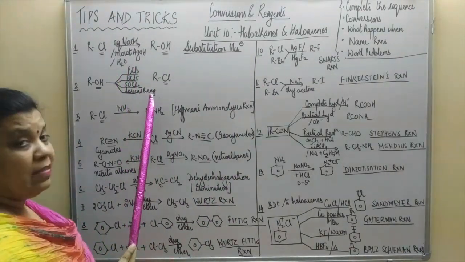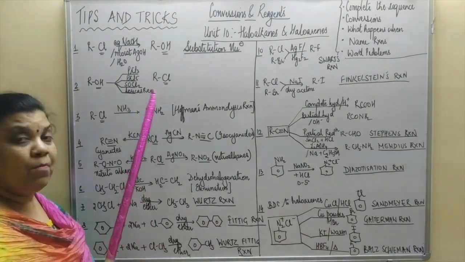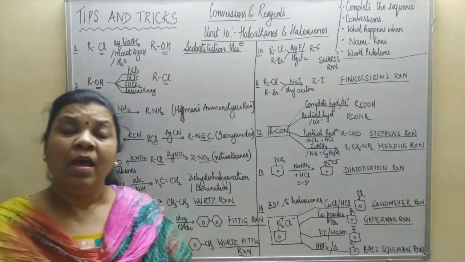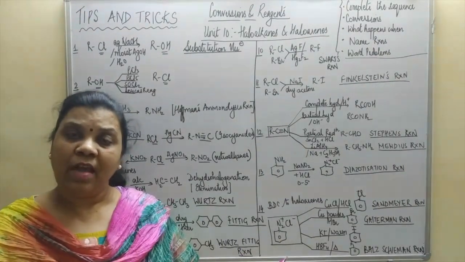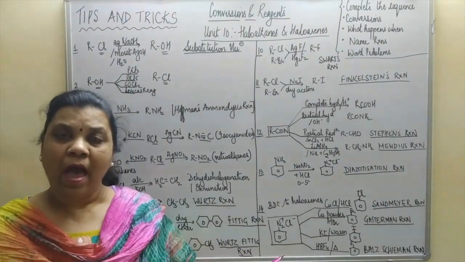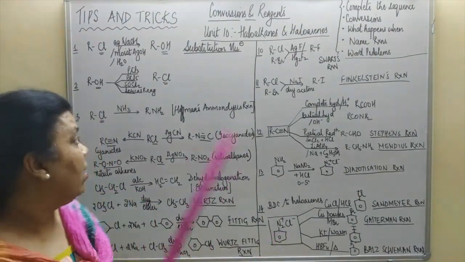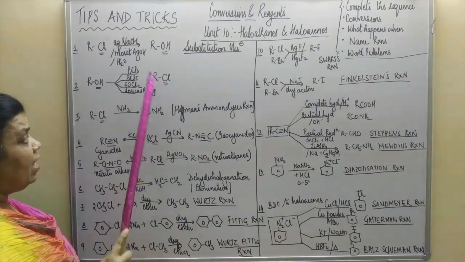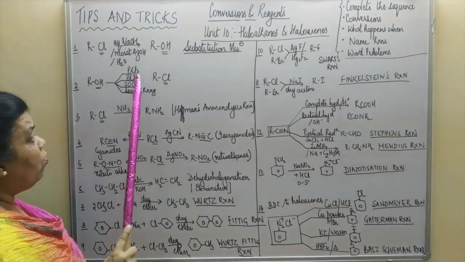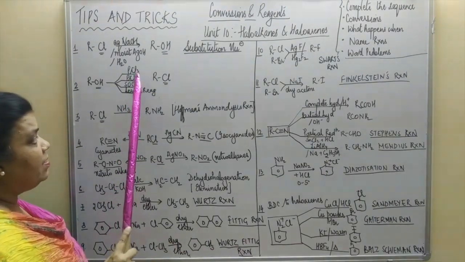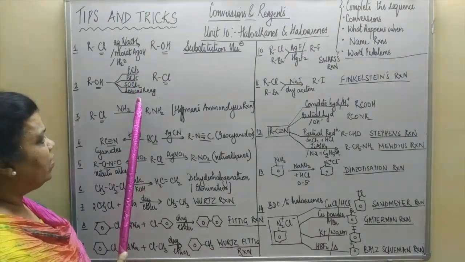Or Lucas reagent. I hope all of you remember what is Lucas reagent. It is the mixture of anhydrous ZnCl2 and concentrated HCl. So, OH to Cl can be converted with either of these reagents, PCl3, PCl5, SOCl2 or Lucas reagent.